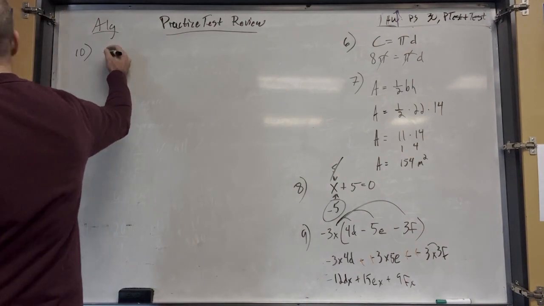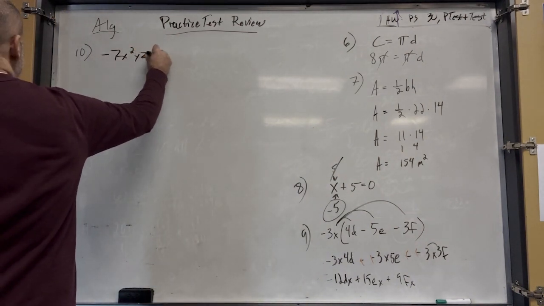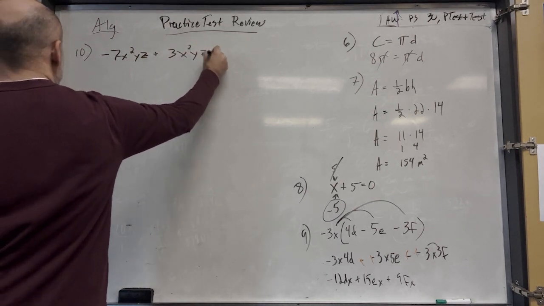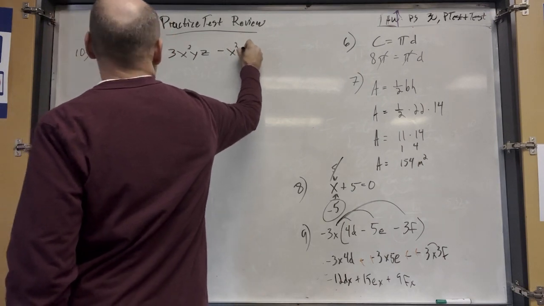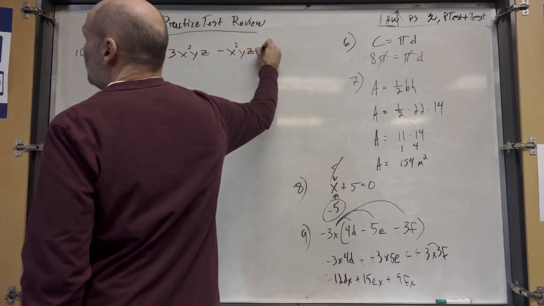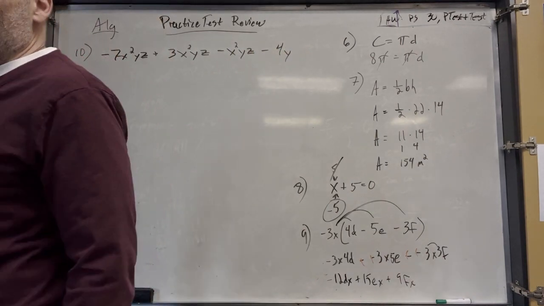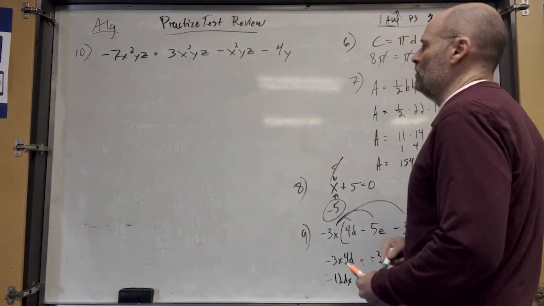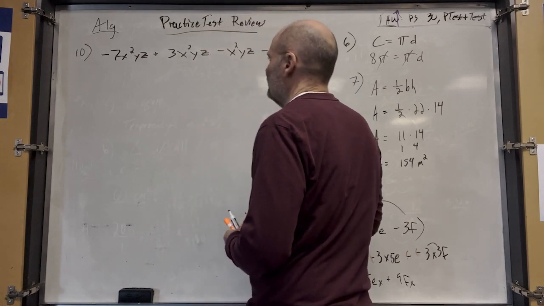So I'm going to copy down the problem. Negative 7x squared yz plus 3x squared yz. That sounds familiar. Minus x squared yz. That looks familiar. Minus 4y. What a loser. Doesn't belong. Why don't you go home? Nobody wants you. Sorry, that's not very kind.